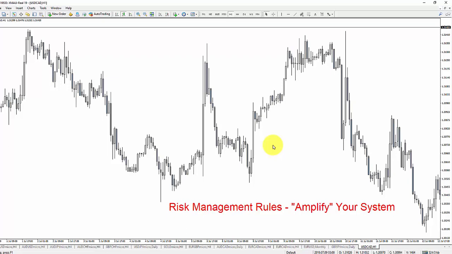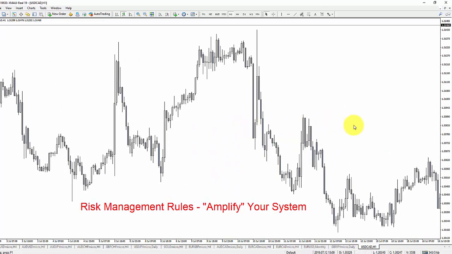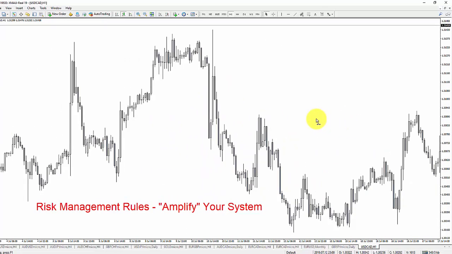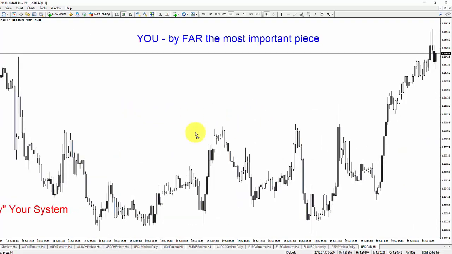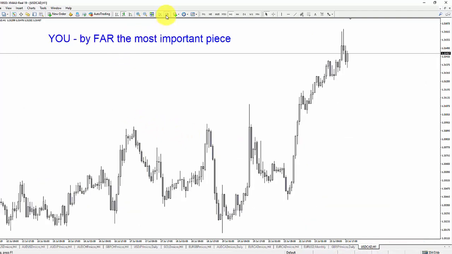Your trading system might make money, but if you want to really ramp it up, you can amplify it by using different risk management rules. You can also amplify a loser. You can have a losing system, and you can accelerate your road to the poorhouse as well. So it works both ways. But that's really all your risk management does: it amplifies your system. It helps you achieve your goals faster, potentially, or even blow up your account, lose all your money faster as well. But the most important thing by far, and it's not even close, is you.